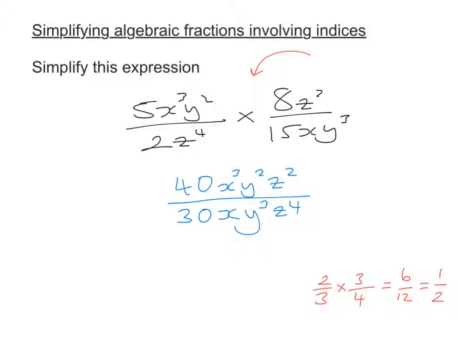And now I can start my cancelling. Well, 10 goes into 40 4 times, and it goes into 30 3 times. That x there will cancel one of my x's at the top, so that'll become an x squared. Both these y's, y times y, will cancel 2 of the 3 y's on the bottom, and these two z's here will cancel 2 of the z's on the bottom. So my simplified fraction is 4 x squared on the top and 3 y z squared on the bottom.